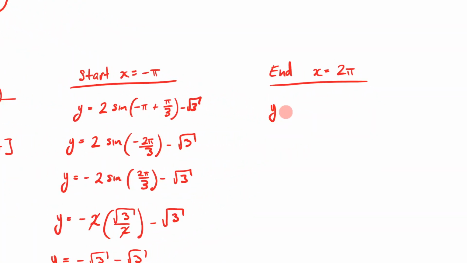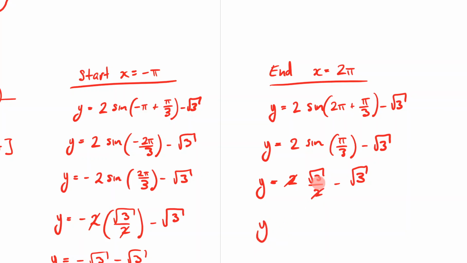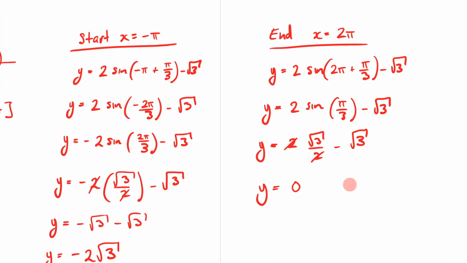So I'm going to go y is equal to 2 sine of 2 pi plus pi on 3 minus the square root of 3. Immediately, we recognize that we can just ignore that 2 pi because that's just like going a full circle around, isn't it? So it's just this. We know that sine of pi on 3 is the square root of 3 on 2, minus the square root of 3. That will cancel with that. I'm going to end up with the square root of 3 minus the square root of 3, which is just 0. So that means I'm going to end this thing at 2 pi, 0.